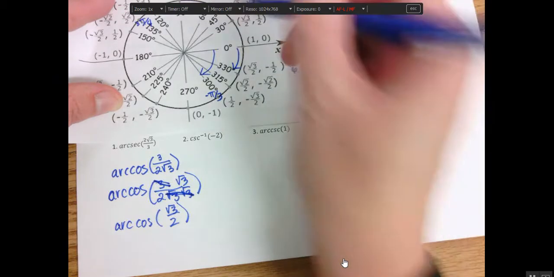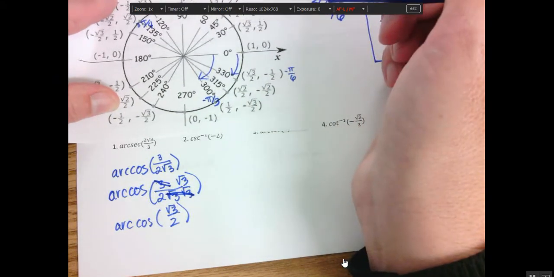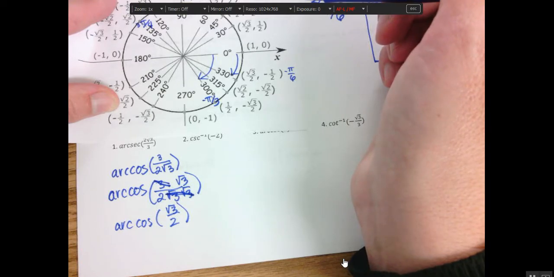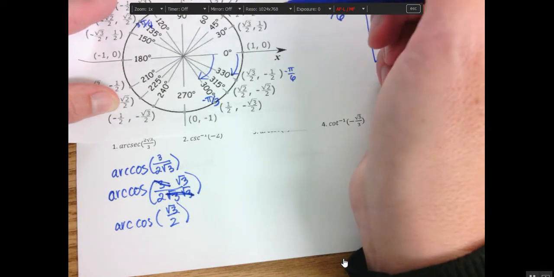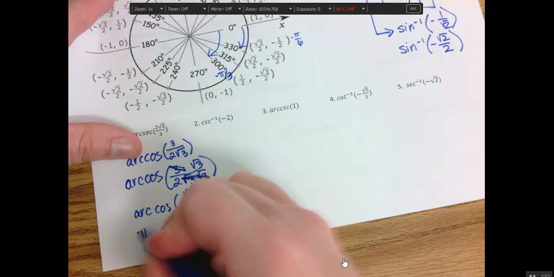All right, so which is the angle that has a cosine of root 3 over 2? It's on there. 5 pi over 6, right, which is the same as 30 degrees.